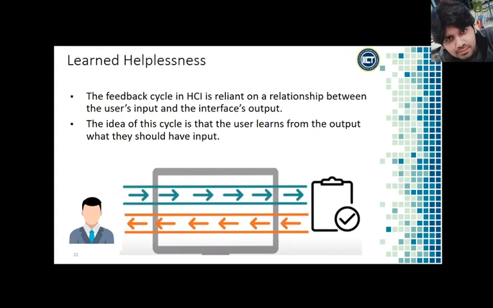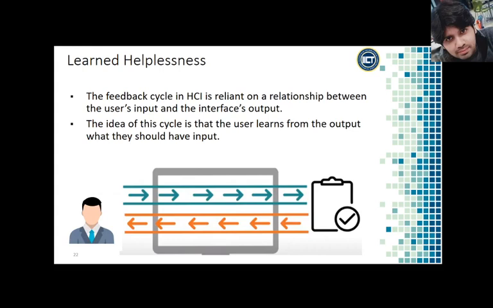But what happens when there is no discernible interaction between the input and the output? What happens when there is a break in this cycle? What happens when the user acts in the system over and over and over again but never receives any output that actually helps? What if they never even receive output that indicates that the computer is understanding them or receiving input from them? That's when something called learned helplessness sets in.